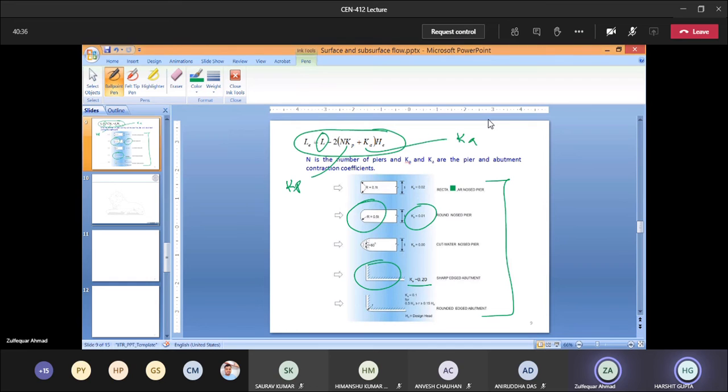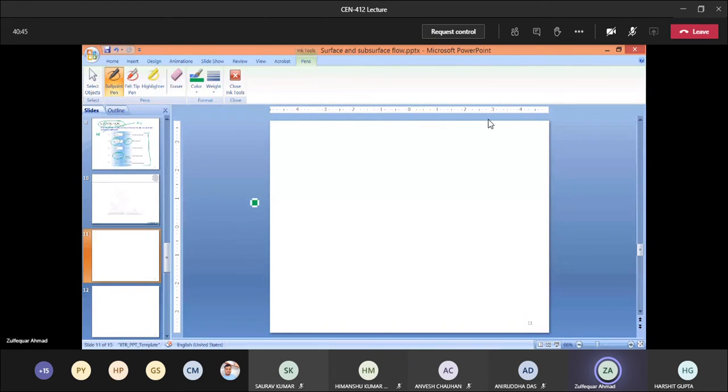So this is about the discharge characteristics. There are some other issues of the surface flow that are to be discussed, so let me discuss those issues. Let me redraw a typical sketch.